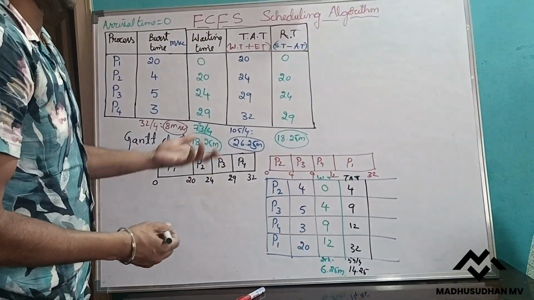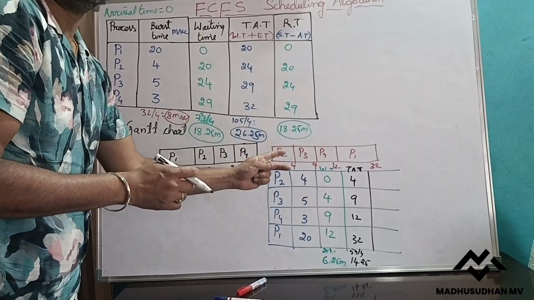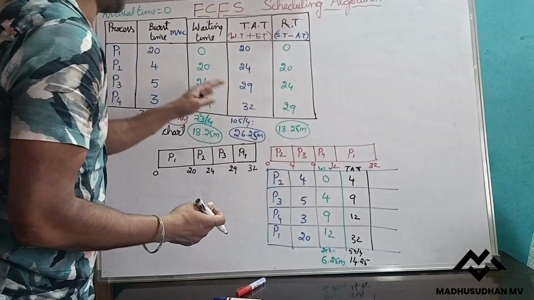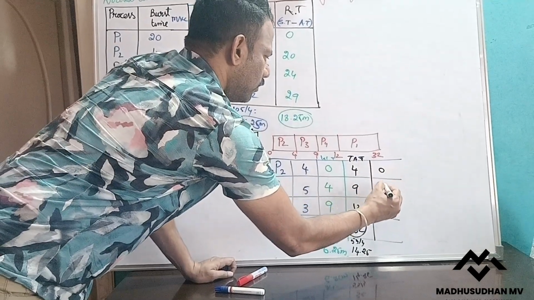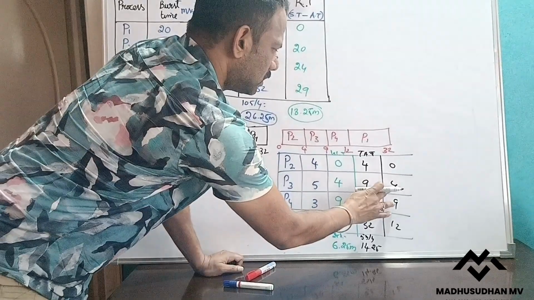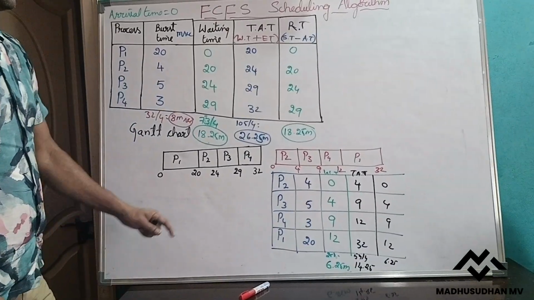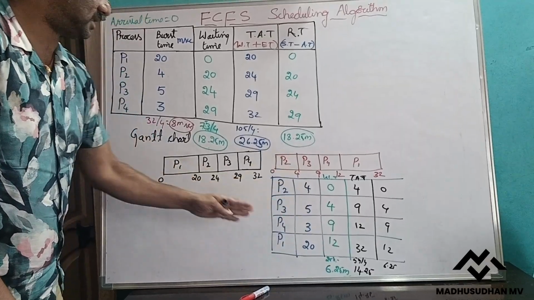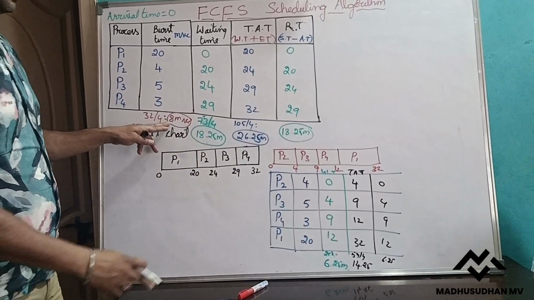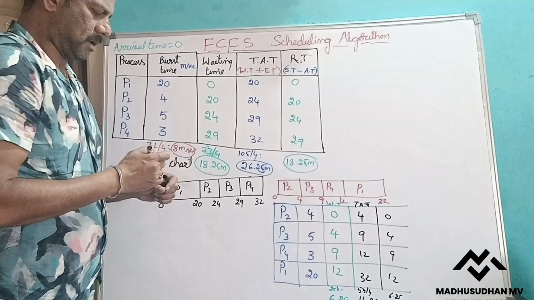Turnaround time done. Similarly, if you take response time, it will be the same because it is start time minus arrival time. Arrival time is 0. Start time is only the waiting time. You get 0, 4, 9, 12. Response time will be the same thing, 6.25 milliseconds. Now let us calculate throughput for this. Throughput is the same. What is the throughput? 8 milliseconds here because you have to add all these and divide by n. So throughput will be the same.